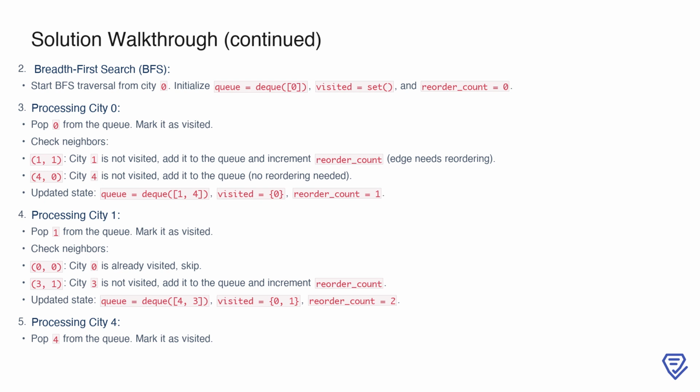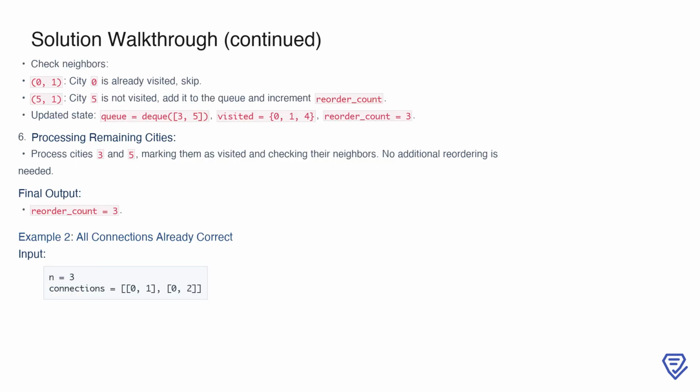Next, we process City 1. We skip City 0 as it's already visited and then add City 3 to the queue because the edge to City 3 is in the original direction, which means we increment reorder_count to 2. Finally, we process City 4. We skip City 0 again and add City 5 to the queue because the edge to City 5 is in the original direction, incrementing reorder_count to 3. After processing City 4, the updated state of the queue includes Cities 3 and 5, and the visited set contains Cities 0, 1, and 4.